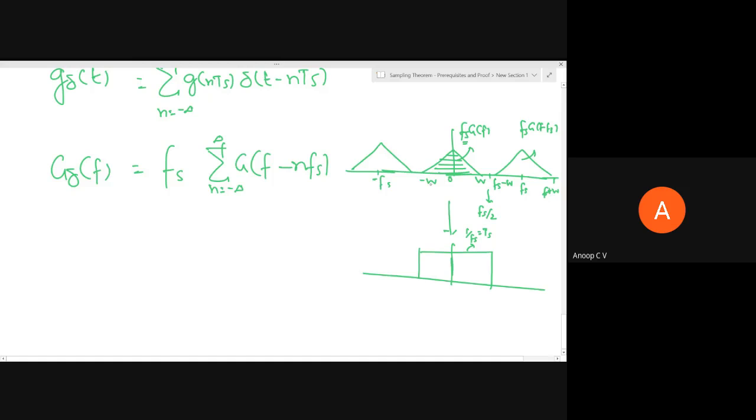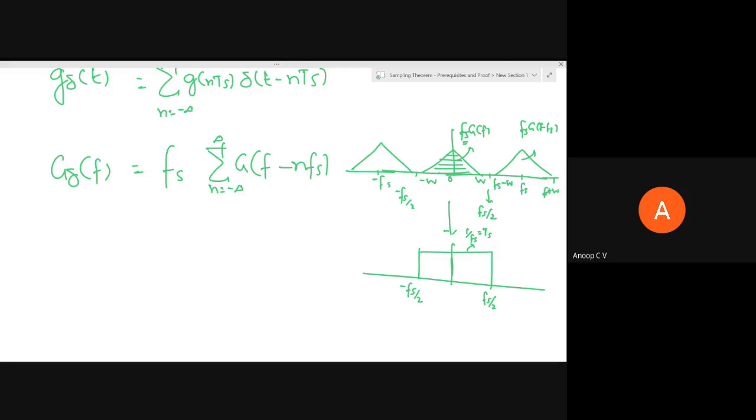Maybe I'll consider that it allows from minus fs by 2 to plus fs by 2. When fs is equal to 2w, that is from minus w to w. So I'll consider this as from minus fs by 2 to fs by 2. Anyhow, from w to fs by 2 the spectral content is 0, so there is no problem if someone writes it as minus w to w.